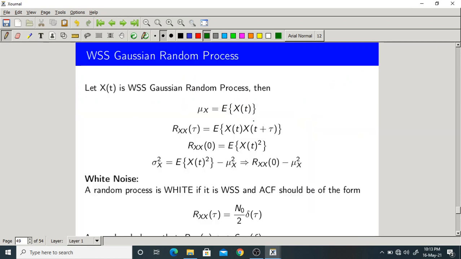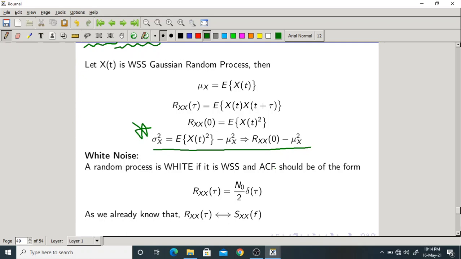If the process happens to be Gaussian, it is always given as WSS, wide sense stationary, which means it has a constant mean and the ACF is a function of tau, that is, a time shift or time difference. Now, how to find the variance? What is variance? It is very important. Variance is the expectation of x of t whole square minus mean square. But what is this? It is Rxx of zero, as we have just seen.